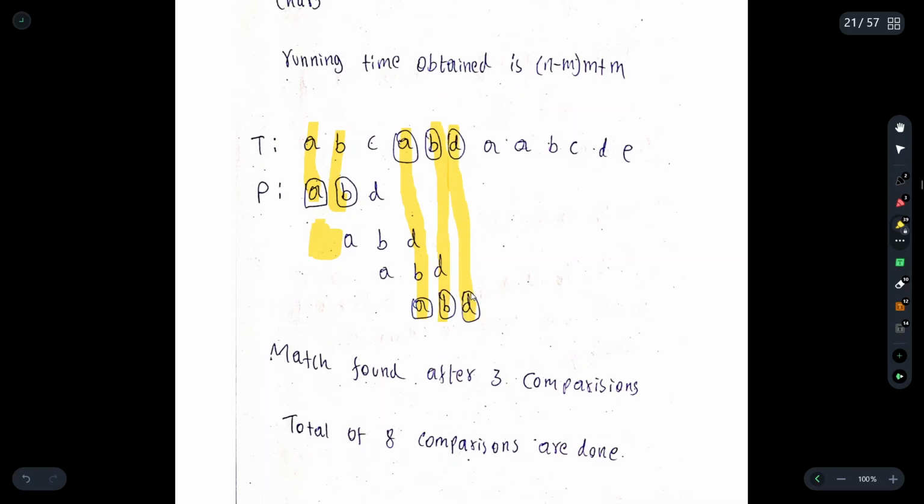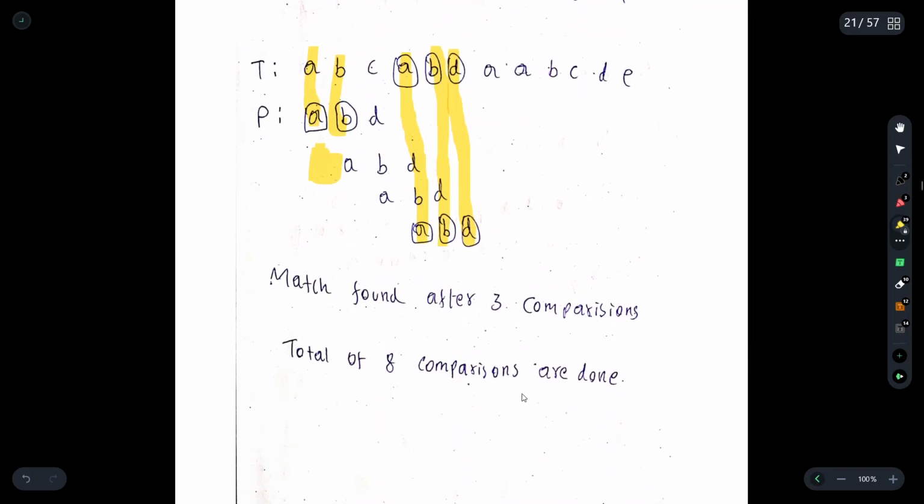After finding that pattern in the string, we found it after 3 comparisons. This is comparison 1, this is comparison 2, this is comparison 3, and this is the goal. So after 3 comparisons I found the goal. In total 8 comparisons are done, 1, 2, 3, 4, 5, 6, 7, 8. We will keep one of the values aside.